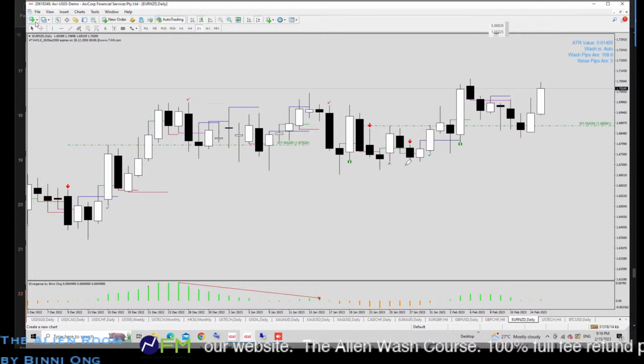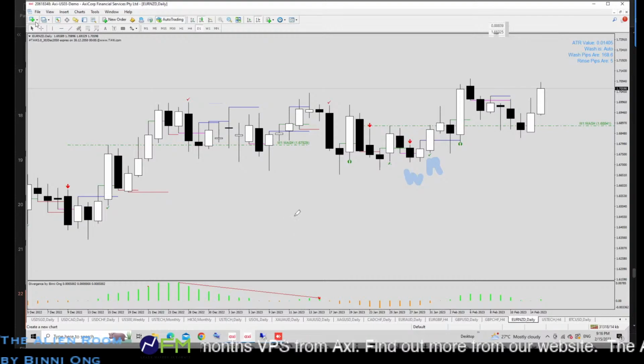All right, so let's take a look at this one here. When the green tick happens, it tells you that this is your rinse bar. I would have assumed that you know what wash and rinse is already. So this is a rinse bar. And when you have a rinse bar, there should be a wash bar. So this black color here is the wash bar.